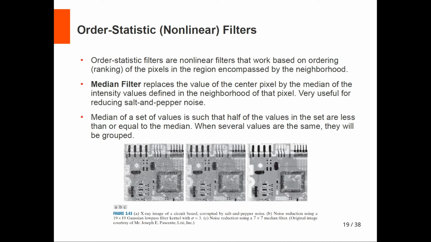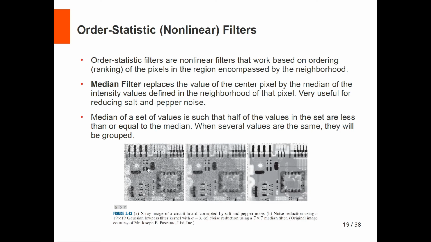The way that the median is found is, first we order all the values of intensities in the neighborhood. If we have several values that are the same, they will be grouped together, and then we find the value for which half of the intensity values are less than the median and half of the intensity values are greater than the median, and that value is the value that will be placed in the center pixel. So you see one example here.